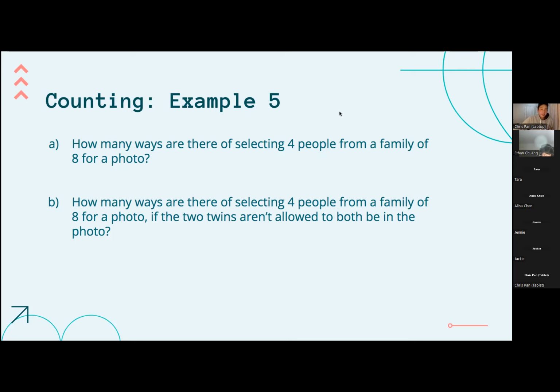Okay, I'll just quickly go over A. Since we're selecting four people from a family of eight, that's just selecting four items from a group of eight. So it's going to be eight choose four, and if you put n equals eight, k equals four into the formula, you should get the answer of 70, which I saw some people did get. Part B is definitely the more interesting question, so I'll give you guys a little bit of time to try doing that one.